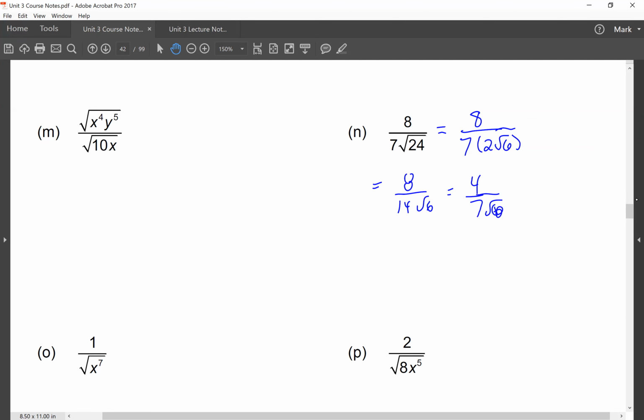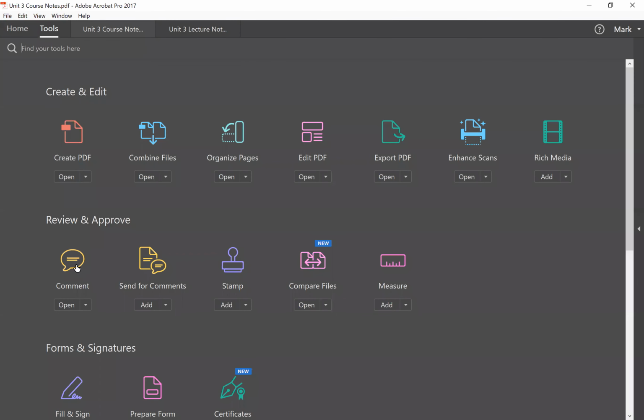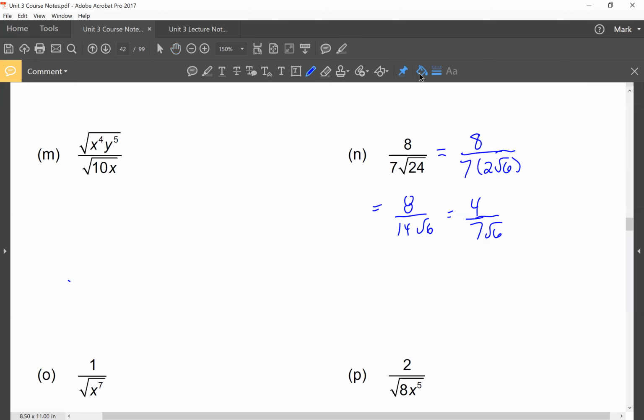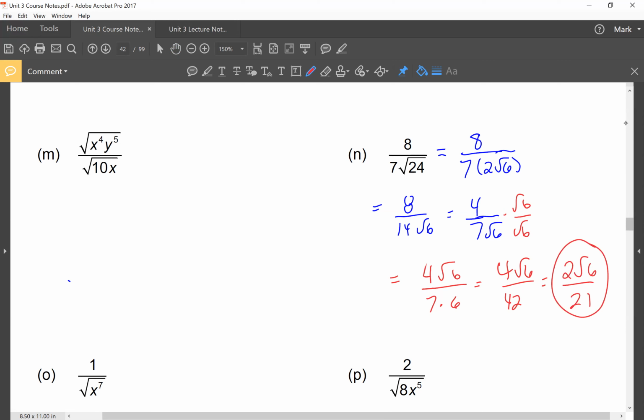I'm almost done. But now what I want to do is get rid of that root 6. So let me pick a different color here. I'm going to multiply that by root 6 over root 6. And that will leave me with 4 root 6 over 7 times 6. So 4 root 6 over 42. And we can still simplify this by dividing by 2. Whew. That was a lot of work for such a simple little tiny question, but it was mostly just simplifying it, reducing fractions, nothing we haven't done in other topics.